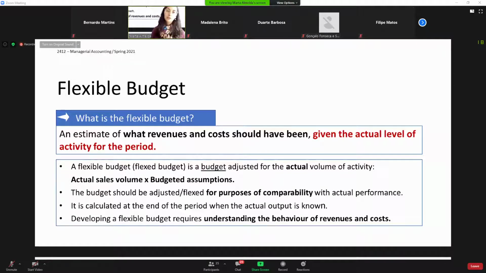Instead of doing the budget for 5,000, we are doing the budget assuming that we had predicted the 6,000 units level of activity. This will be useful so that we can compare the budget with the actual results. So we can better evaluate the performance of the managers: what went wrong, what should have happened, and what actually happened.